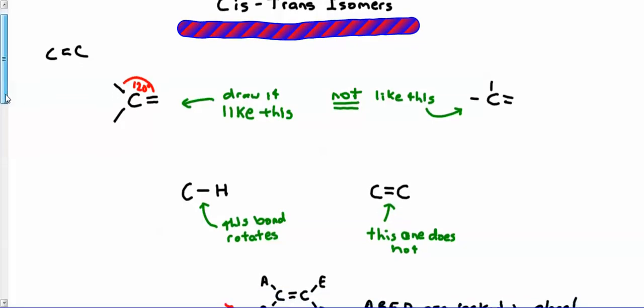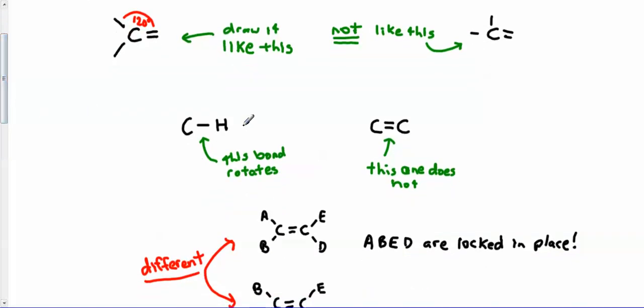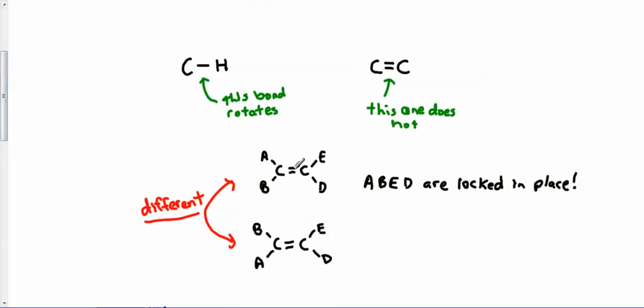So what's the big deal about these? Well, anytime I have a single bond, and we were using the model kits, they rotate these bonds. But the double bond does not rotate. So when I take a look at these two molecules, C double bond C with four things bonded on, I don't care what they are, A, B, D, E, these guys are locked in place. A is always on the same side as E, B is always on the same side as D.